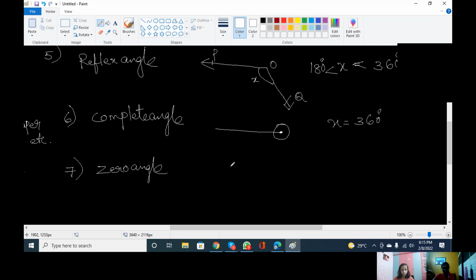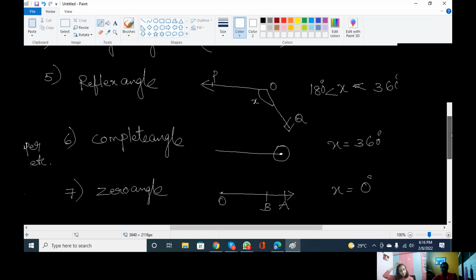The arms overlap each other. For example, two rays meet each other at a common point and make an angle. Now this is ray A and ray B is also falling on A. So then there is no angle formed here. In this case, we can say this is a zero angle. On top of ray A, another ray OB is also falling on it, and there is no opening to form an angle. In such cases we call it a zero angle.